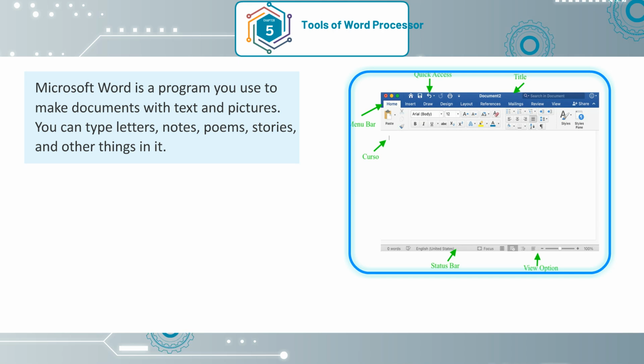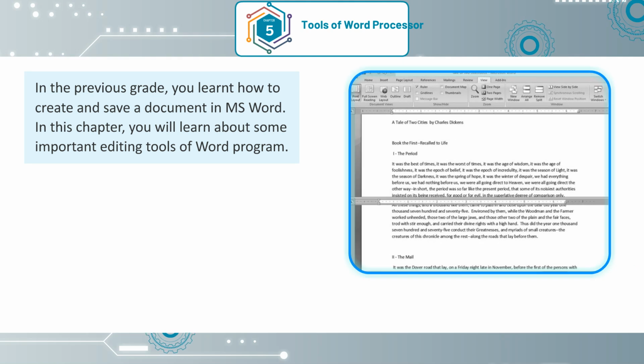Microsoft Word is a program you use to make documents with text and pictures. You can type letters, notes, poems, stories, and other things in it. In the previous grade, you learned how to create and save a document in MS Word. In this chapter, you will learn about some important editing tools of the Word program.